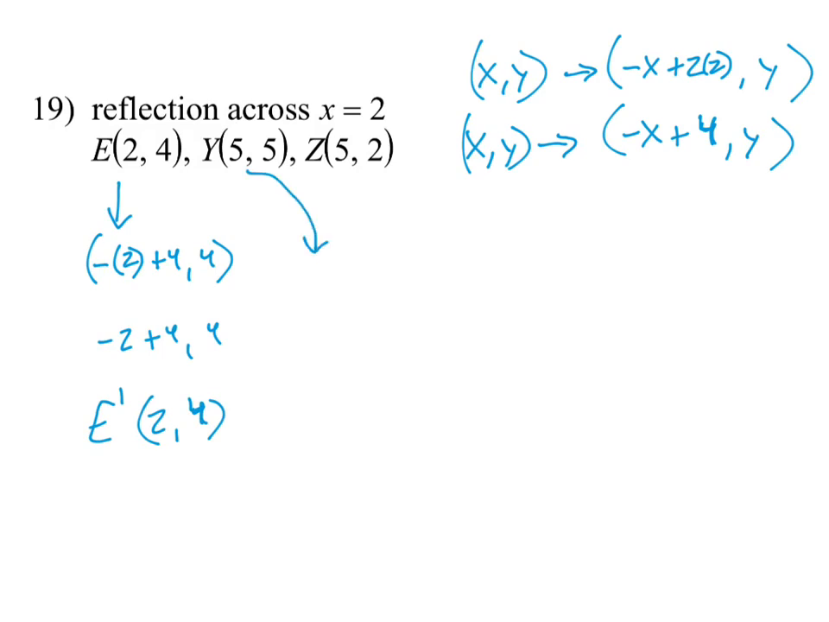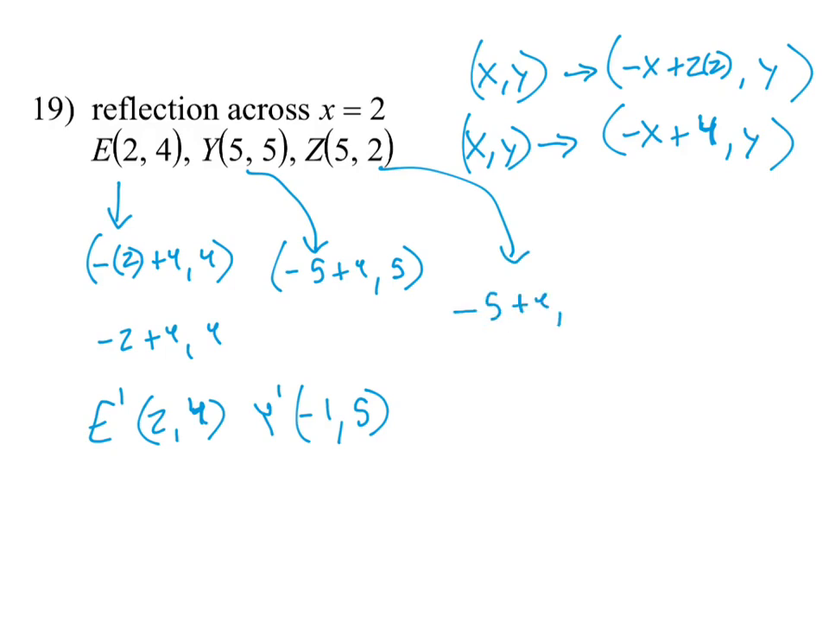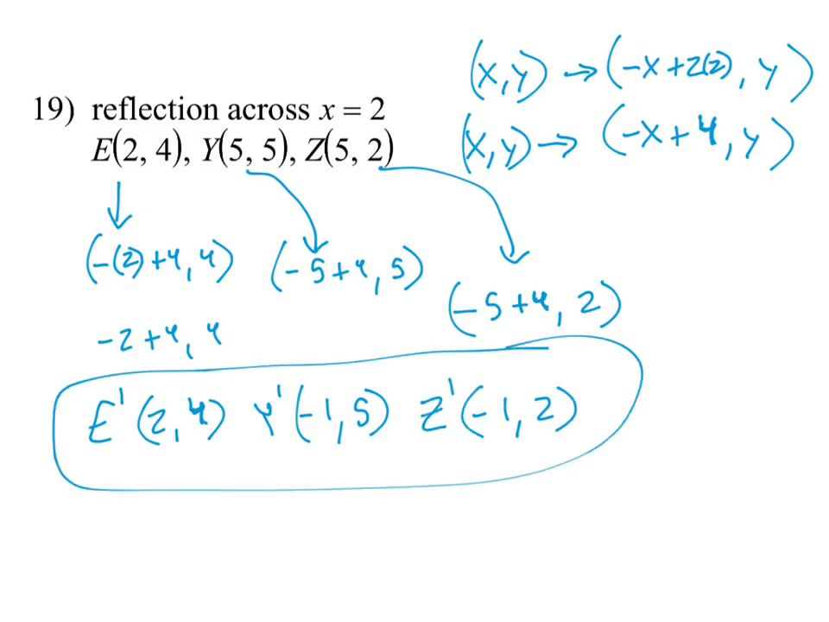Y goes through the same transformation here. I do -5 plus 4, and then the y stays the same. It's going to give me (-1, 5) for my Y prime. And then Z, it's going to be -5 plus 4. And then my y value is going to stay the same at 2. So it's going to be (-1, 2). And there's my Z prime coordinate, and I got my coordinates.